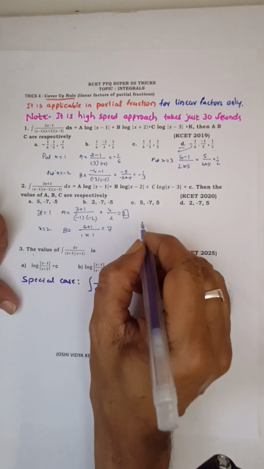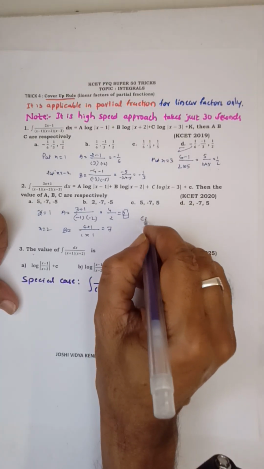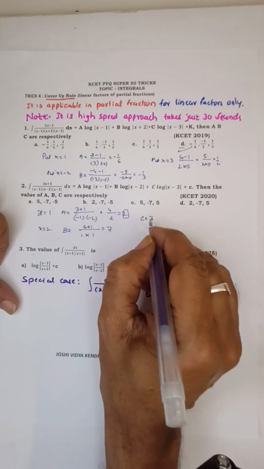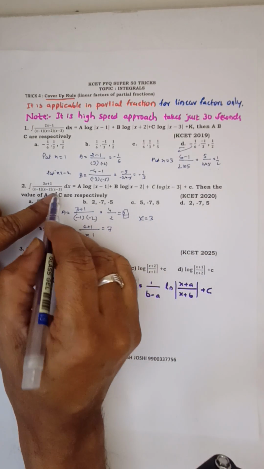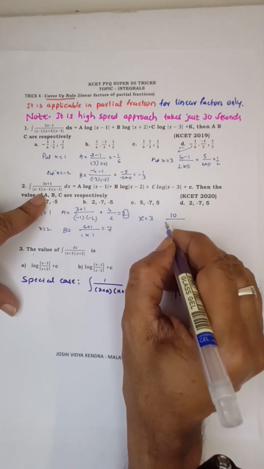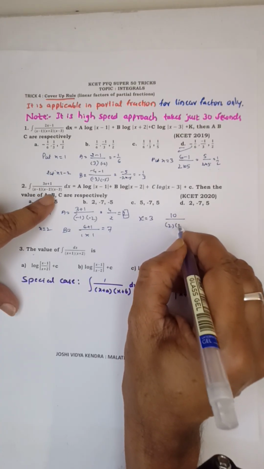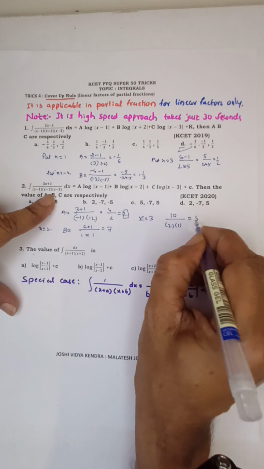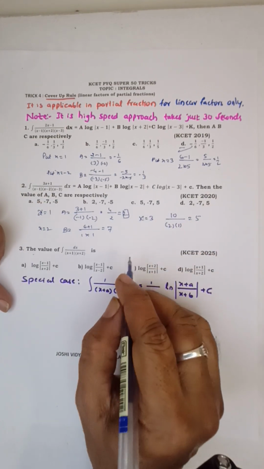Okay, now we'll take the c value. How to find the c value? x minus 3 is there. Put x is equal to 3 to find the c value, except x minus 3. So 3 into 3 is 9. 9 plus 1 is 10 divided by 3 minus 1 is 2. 3 minus 2 is, what will we get? 1 we will get. So the answer is 5. So 2, 7 and 5.